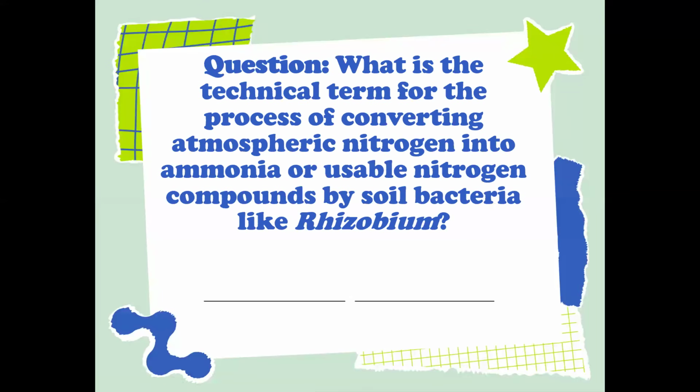What is the technical term for the process of converting atmospheric nitrogen into ammonia or usable nitrogen compounds by soil bacteria like rhizobium? So the answer is fixation. The fixation is the answer. Okay. Ready for the next?